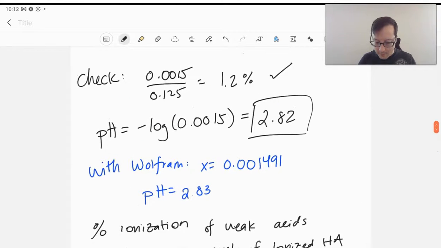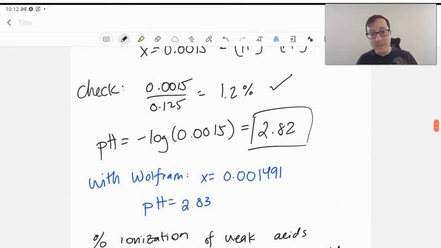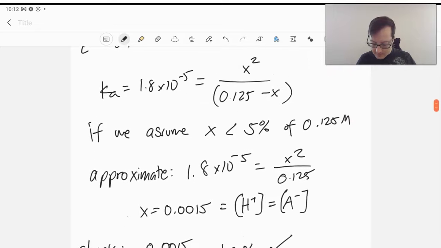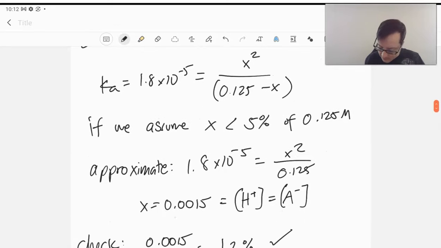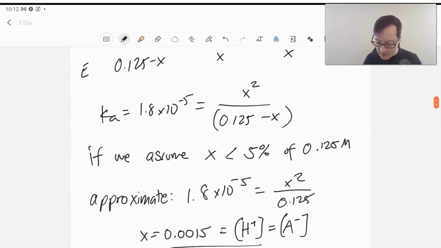By the way, if you use Wolfram Alpha to figure out X for that last problem, you'll get 0.00149 instead of the 0.0015 that we got using our assumption. So, as you see, your answer is very slightly different, negligibly so. You can save yourself some time by using that assumption. With this, we saw that the H+ value is 0.0015, and our initial concentration is 0.125.